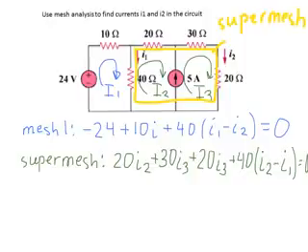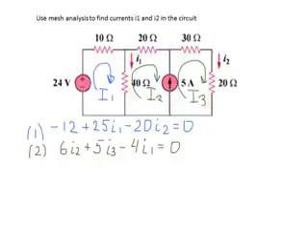Now let's simplify these two equations, the equation for mesh 1 and the equation for the supermesh. But looking at these two equations, we still can't solve them. Why? Because they have three unknowns. We don't know the mesh current I1, we don't know the mesh current I2, and we also don't know the mesh current I3. So we have three unknowns and only two equations. So what can we do? We need to create one more equation from the current source of 5 amps.